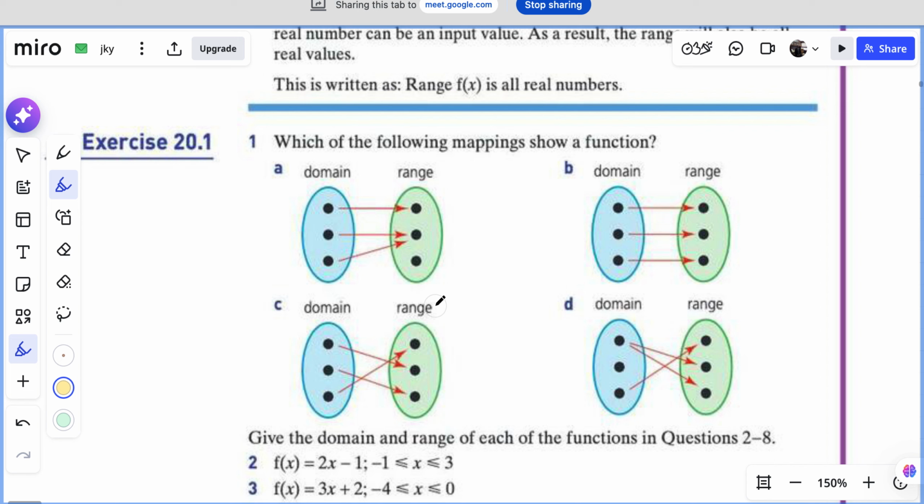So rewrite the function, replace. The first thing is to replace f of x with y. The second thing is to change the position of x and y. The third thing, make y the subject of formula. These are the 3 rules. And you must keep the rules in your head. Okay? Commit them to your memory.